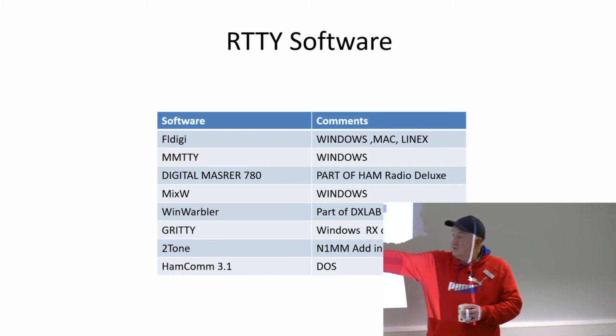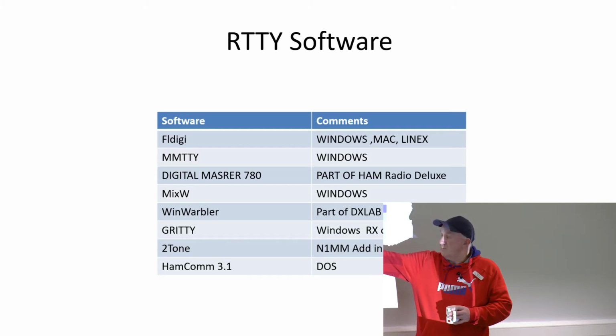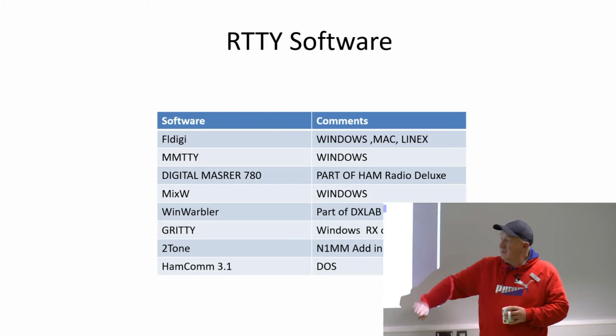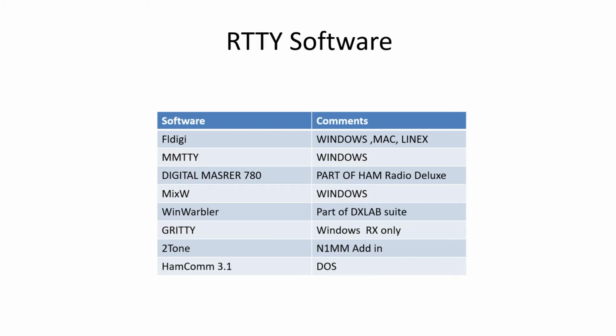This one, MixW, is used by the Eastern guys, the Russian ones. WinWarbler is part of the Black Cat suite. This is supposed to be Digital Master. I didn't realise I had a spelling mistake. It's part of the Ham Radio Deluxe suite. Works quite well. I've used that. And then really, if you've got an old computer, you want to run it under DOS, you can still get HamComm 3.1. It's downloadable.